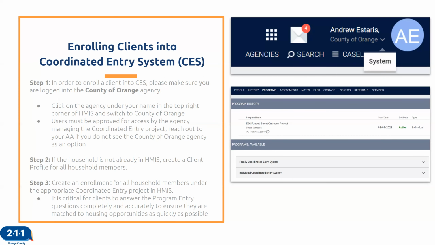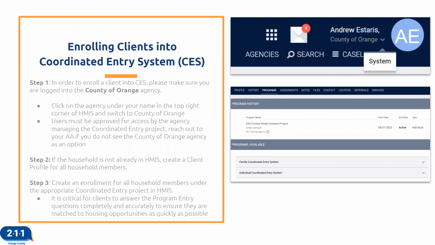And if you don't see County of Orange as an available option on the dropdown, you might not have the correct access for enrolling clients into CES. So if that's the case, you want to reach out to your agency administrator, and that way they can submit a ticket, which will be reviewed by us and the CES leads to get you the appropriate access.